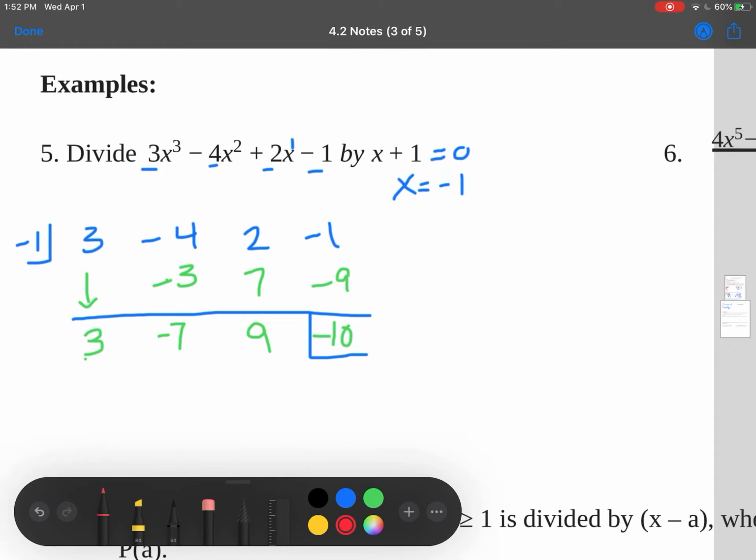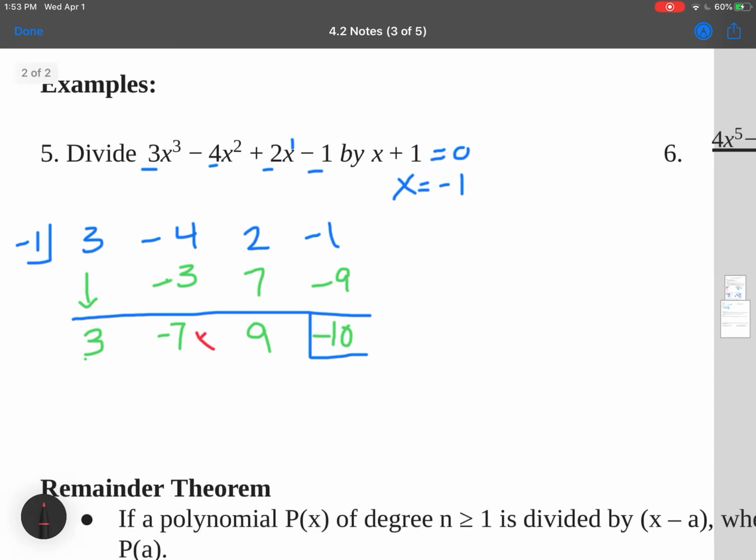The last piece is to figure out what our actual solution is by putting your variables back in. I usually start from the right-hand side, and the rightmost side is going to be your new constant number. So my new constant number will be 9. Then as we move left, we're just going to increase our variable by 1 degree. So technically 9 is x to the 0. If we go to the left, -7 is x to the first, and 3 would be x squared.